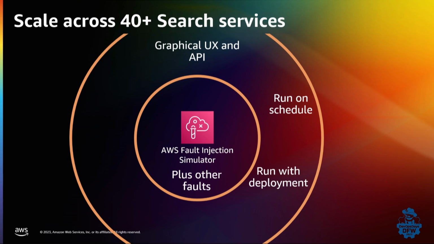Similarly, running chaos tests with deployment, running them as part of your pipeline. Again, FIS supports integration, but internally Amazon uses its own internal pipeline system, so they wrote all the code to link that up and make it work with those pipelines really easily.